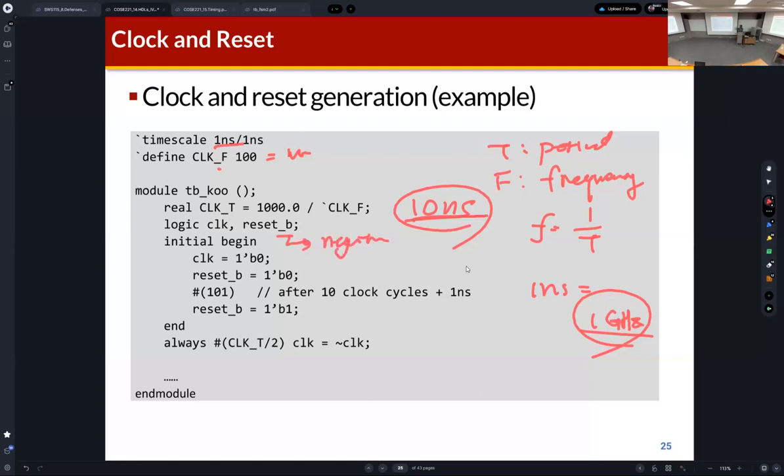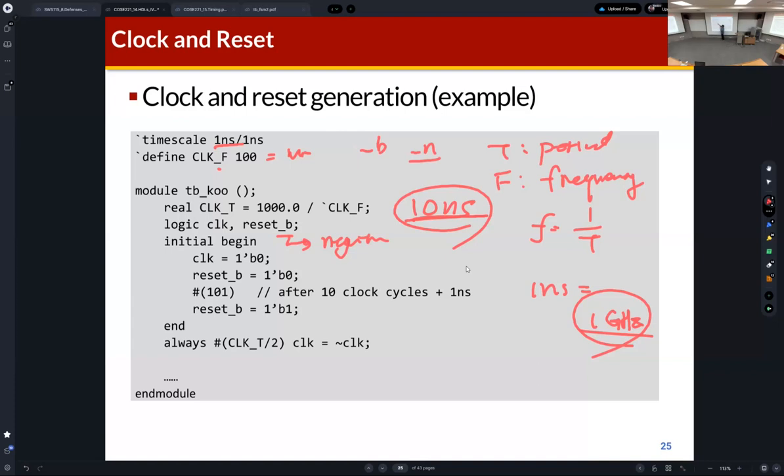So negative signal means that if the signal is 0, it means true actually. And if the signal value is 1, it means false. For the negative signal, we frequently include the underbar B or underbar N. N means negative. I don't know the meaning of B. So for the negative signal, we include the underbar B.